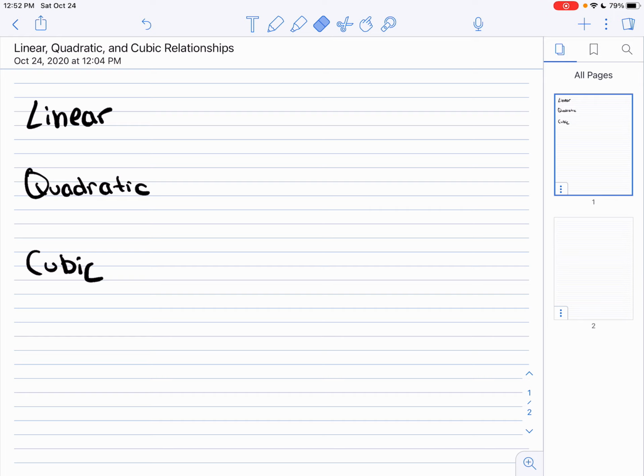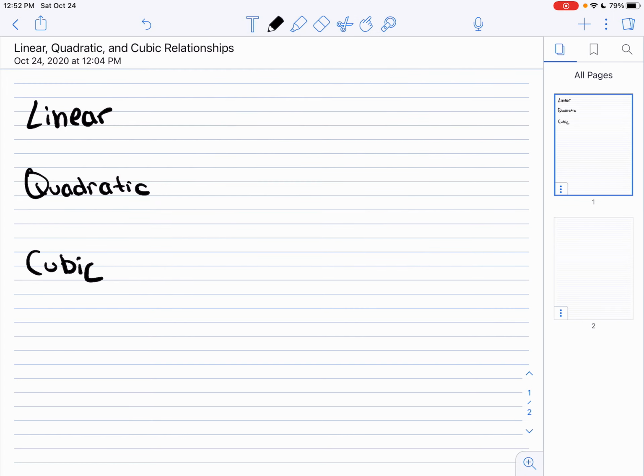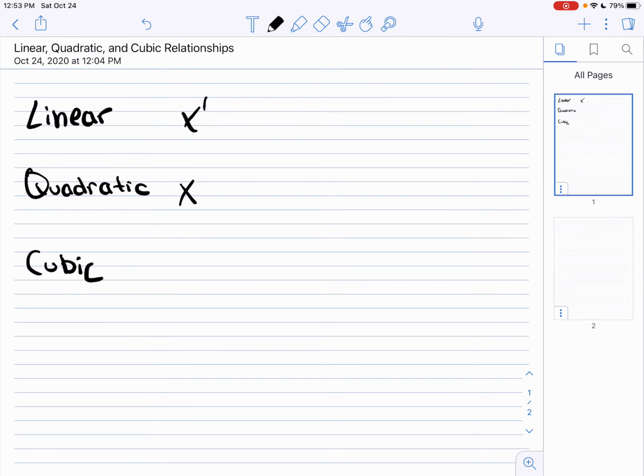So a linear polynomial is a polynomial where the greatest exponent is 1. A quadratic is where the highest exponent is 2, and a cubic is where the highest exponent is 3.